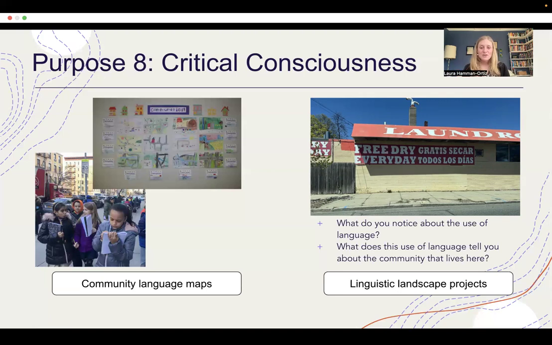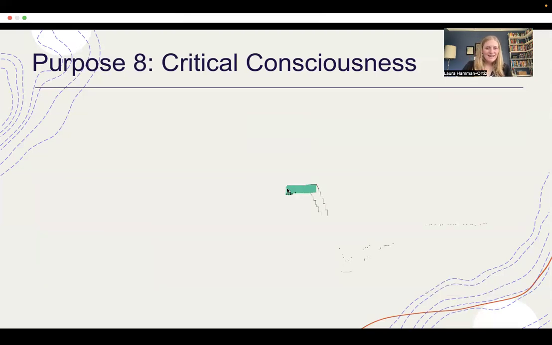And you can extend this to a linguistic landscape where you yourself can go with students or have students take pictures of what they see, or you could bring in images from different places in the community and have students reflect upon what they notice about language, what the use of language tells you about the community that lives there, etc.